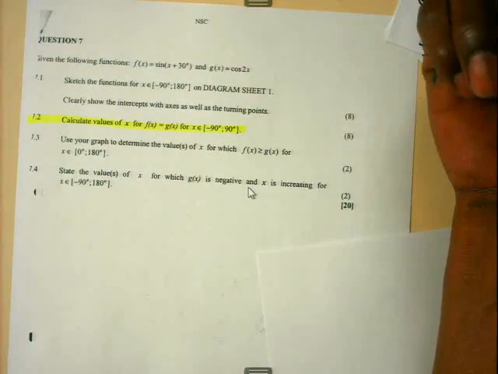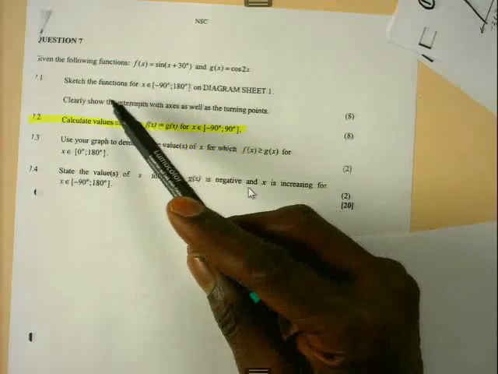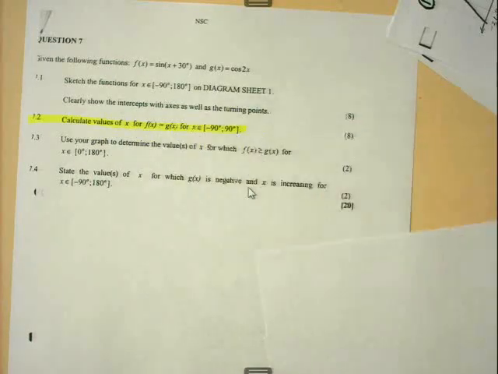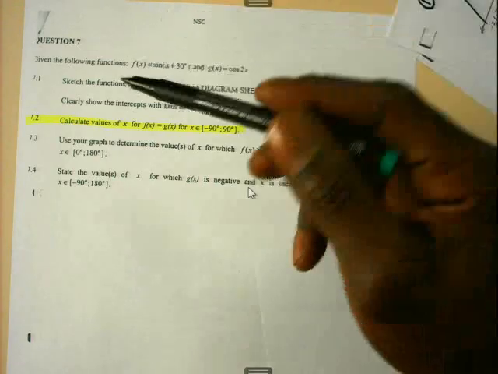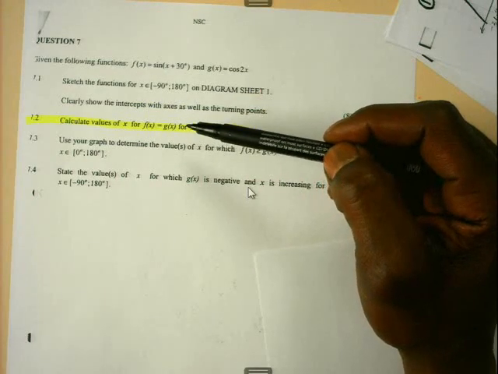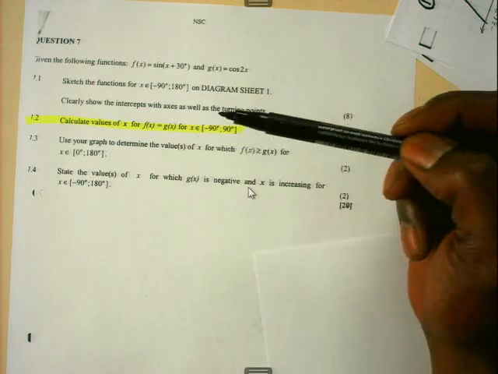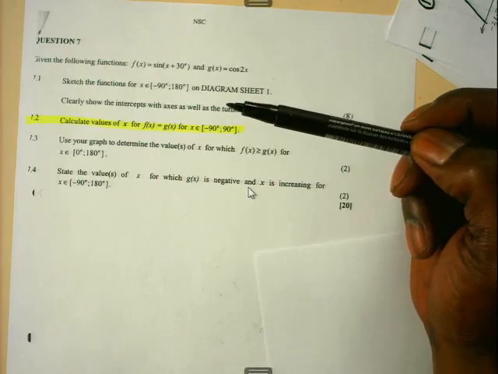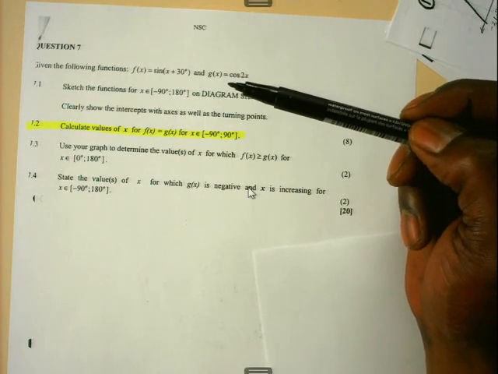Now, question 7 says, you are given f(x) = sin(x + 30°), and g(x) = cos 2x, and you've got to sketch the two functions in the interval of -90° to 180°. I think we'll do two things at a go.